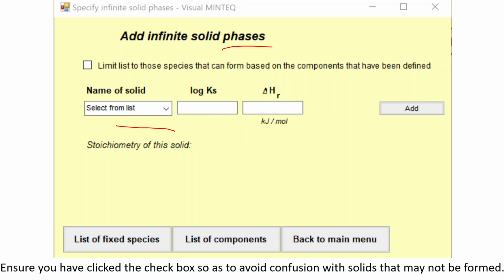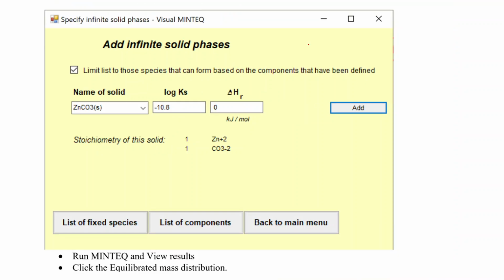We have to ensure that we have clicked the check boxes so as to avoid confusion with solids that may not be formed. After putting this in, we have to tick this check box so that it won't show other solids that can be formed. We are talking about just ZnCO3. So then we will run Visual MINTEQ and we will view the result.